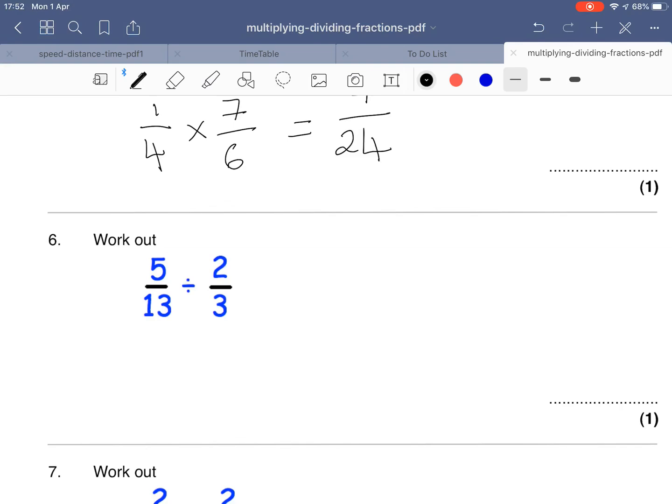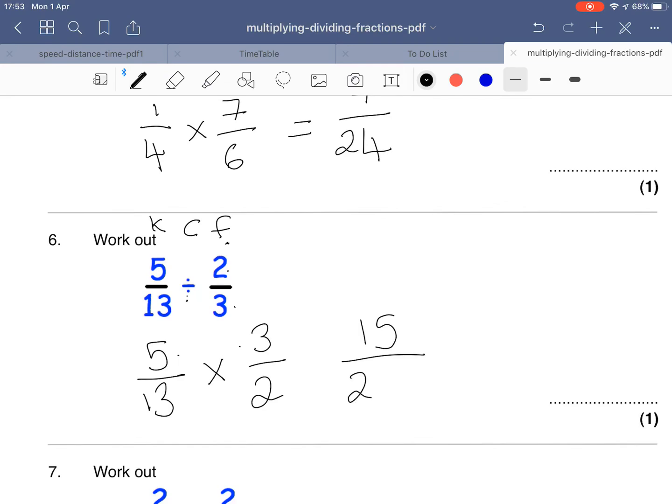Right, work out 5/13 divided by 2/3. So we've got to keep, change, flip. This one stays the same, so we keep this one the same. We change this divide into times, and we flip this fraction. Instead of 2/3, we want 3/2. So we're going to times our top two numbers. So 5 times 3 is 15, and 13 times 2 is 26. So it's 15/26.